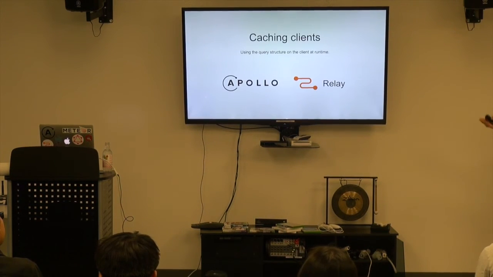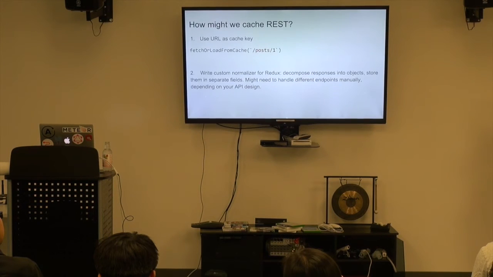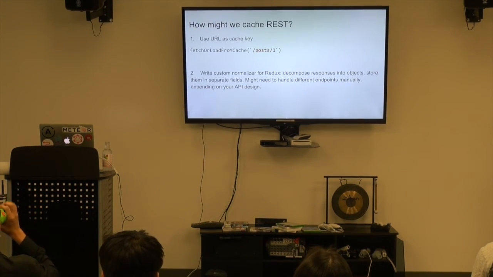So yeah, on the slide, two examples of these smart caching GraphQL clients are Relay, which is the one that was built by Facebook and released at the same time as GraphQL was, and Apollo, which is the one that we work on. And I can get more into the differences later if you guys want to talk to me, but that's not the focus of the talk.